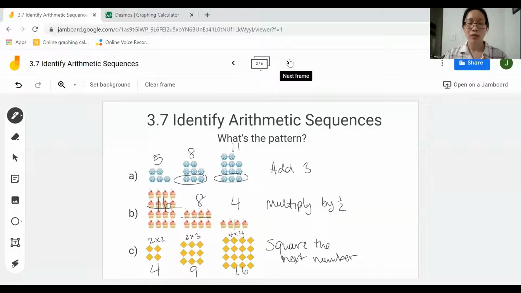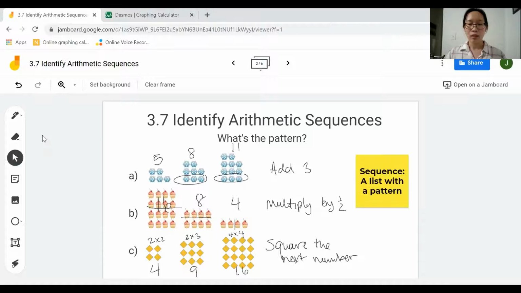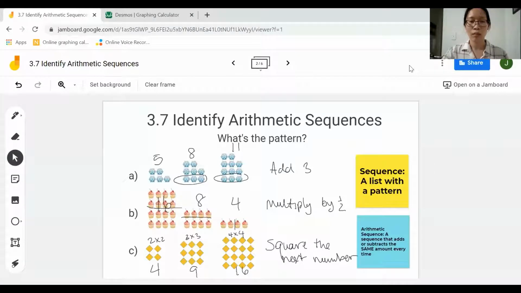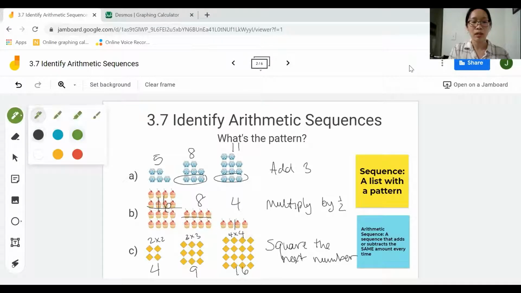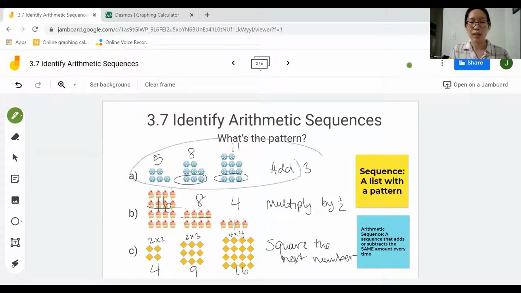All of these patterns are called sequences. A sequence is a list with a pattern. In this lesson, we are specifically looking at arithmetic sequences, which are sequences that change by adding or subtracting the same amount every time. Based on this definition, which one is an arithmetic sequence? It's the first one, the snowflake one, because the operation is to add 3.